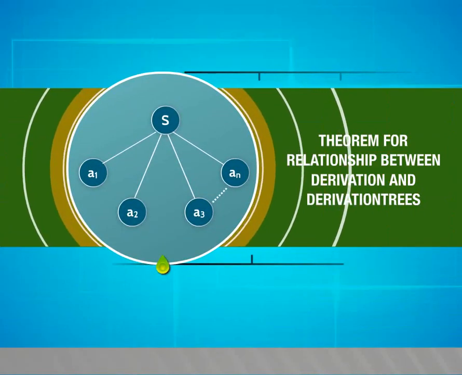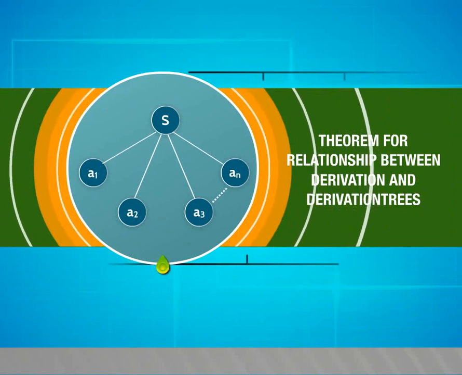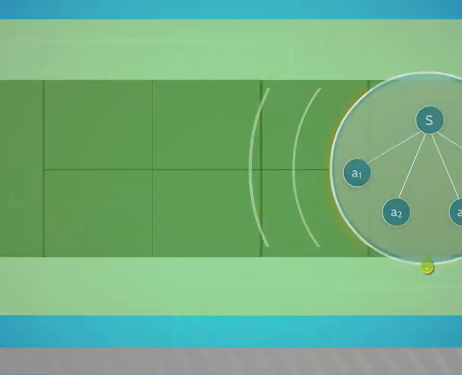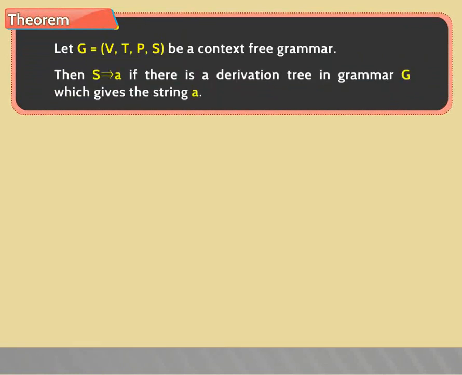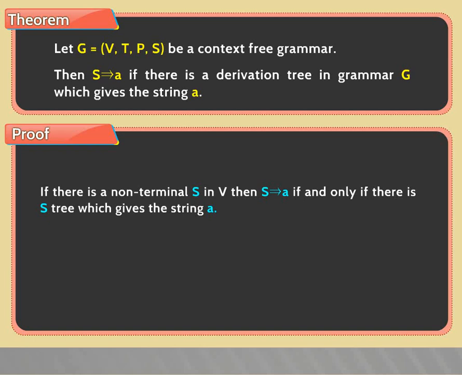Theorem for relationship between derivation and derivation trees. In this video, we are going to see the theorem for the relationship between derivation and derivation trees. Theorem. Let G = (V, T, P, S) be a context-free grammar. Then S implies α if and only if there is a derivation tree in grammar G which gives the string α. Proof. If there is a non-terminal S in V, then S implies α if and only if there is an S tree which gives the string α.